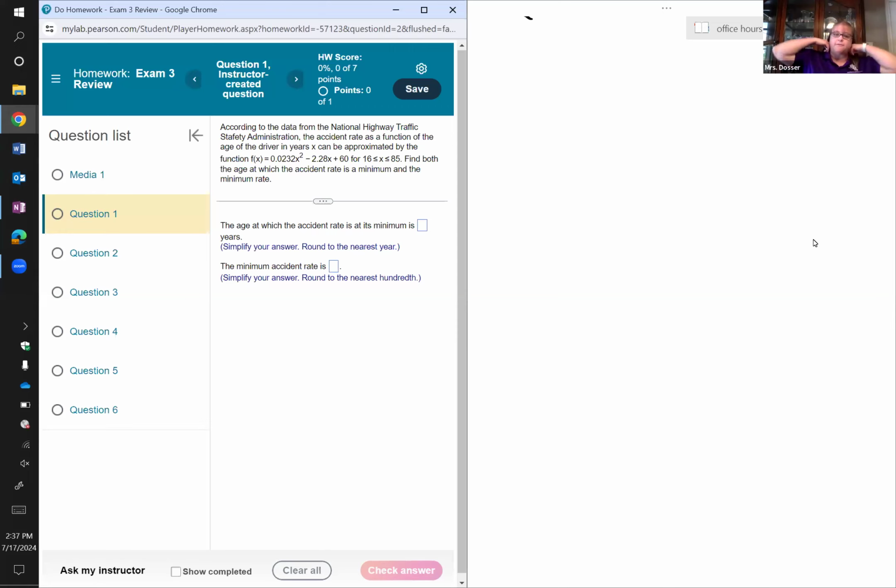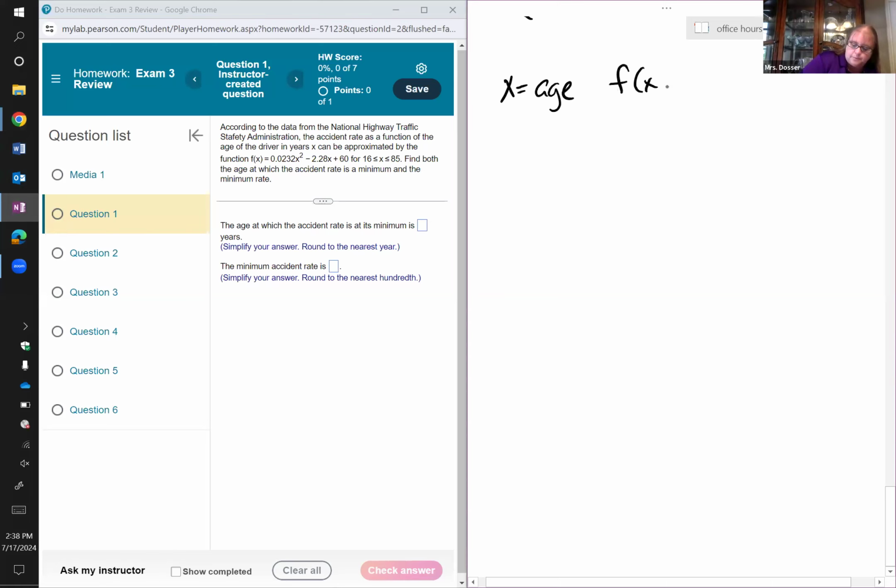And so we're looking for the age at which the accident rate is the minimum and what that minimum rate is, which means, again, notice that in this case x is going to be the age, and then f(x), the output, is going to be the accident rate. We're looking for both the age at which the accident rate is a minimum and the rate itself.